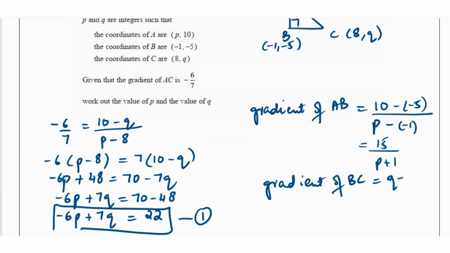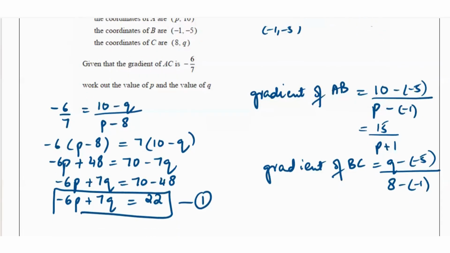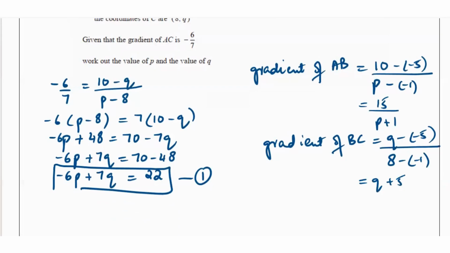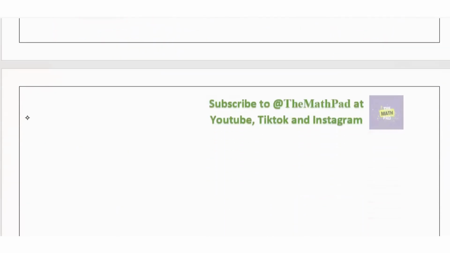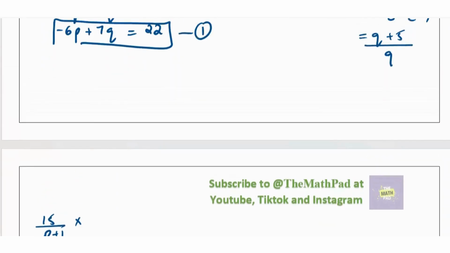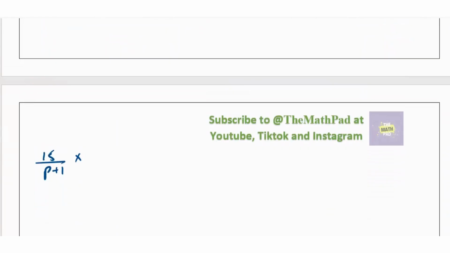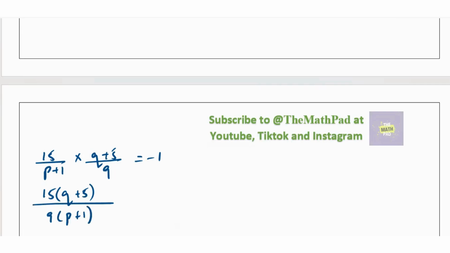So that's going to be Q minus -5 over 8 minus -1. Q plus 5 over 9. So for this, 15 over P plus 1 multiplied by Q plus 5 over 9 equals -1. So that's 15 times Q plus 5 over 9 times P plus 1.